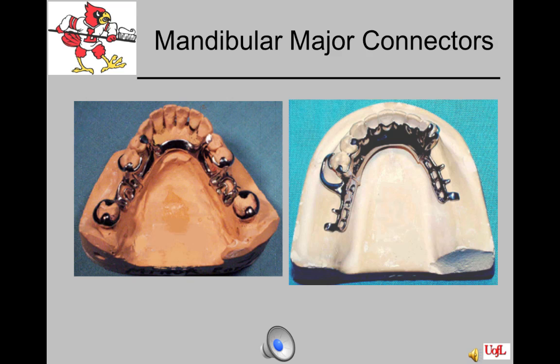There are two types of commonly used mandibular major connectors: the lingual bar shown on the left and the lingual plate on the right. Two others are used on special occasions. The lingual bar is the most frequently used. It will be the mandibular major connector of choice unless one of the other major connectors offers a definite advantage.